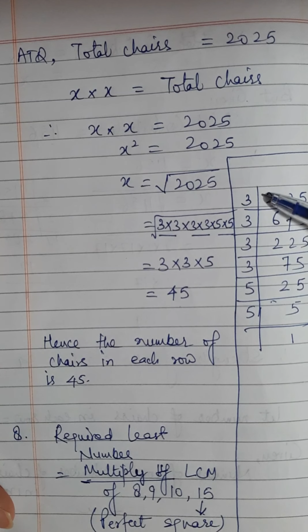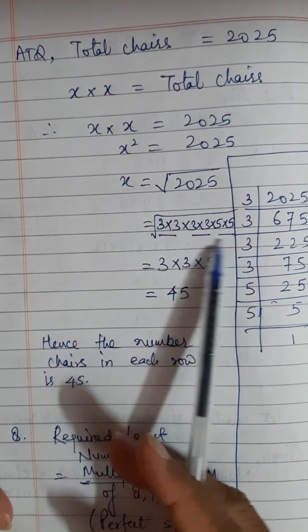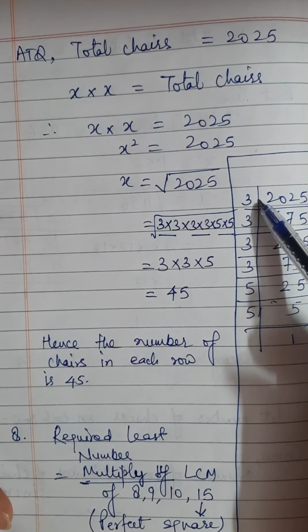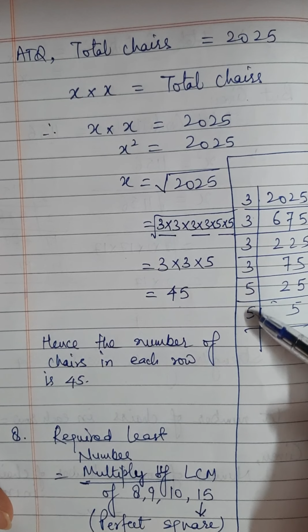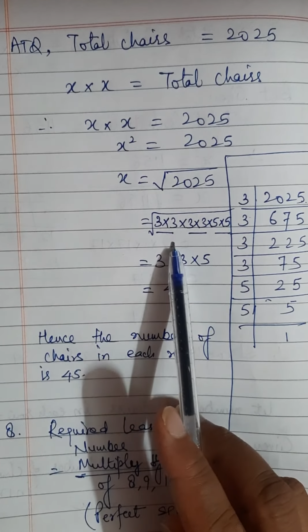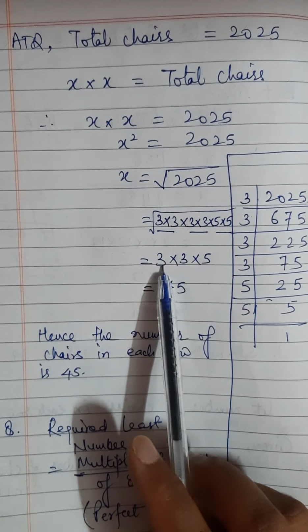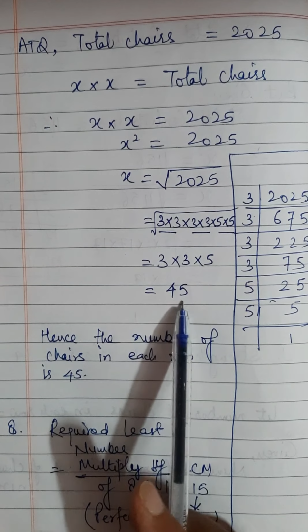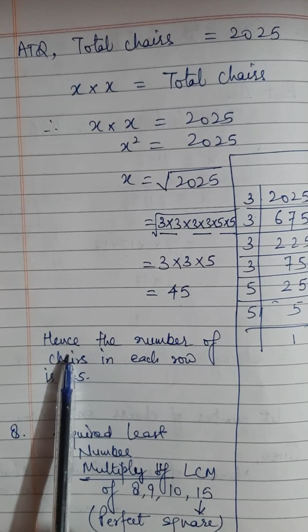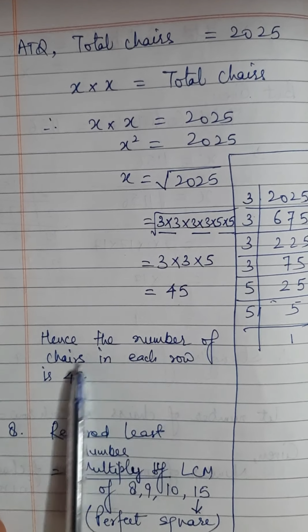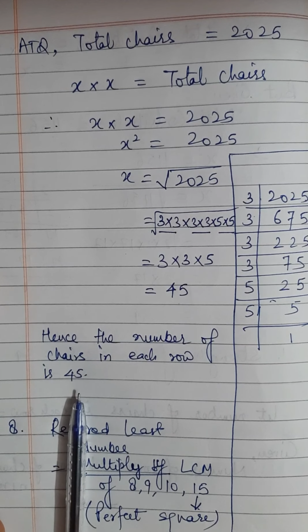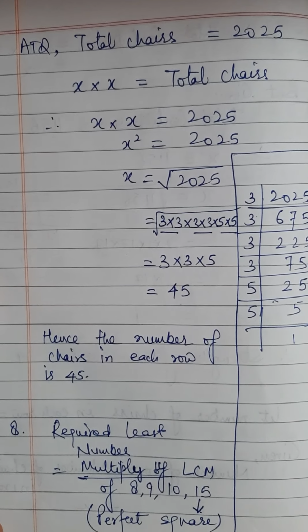We can find the factors of 2025 like this by the prime factorization method. So all these are the factors: 3 into 3 into 3 into 3 into 5 into 5. From this we get 3 into 3 into 5, that is equal to 45. So we write like this: hence the number of chairs in each row is 45.